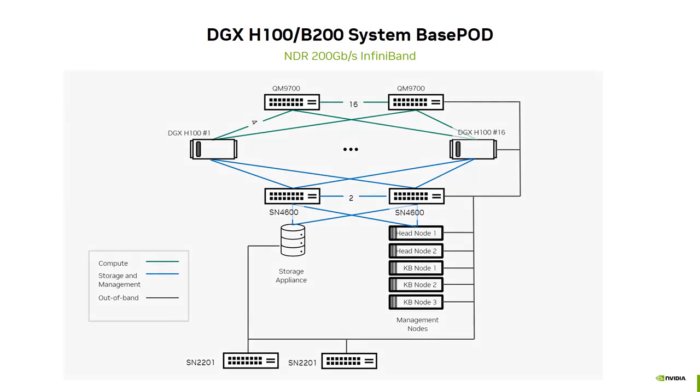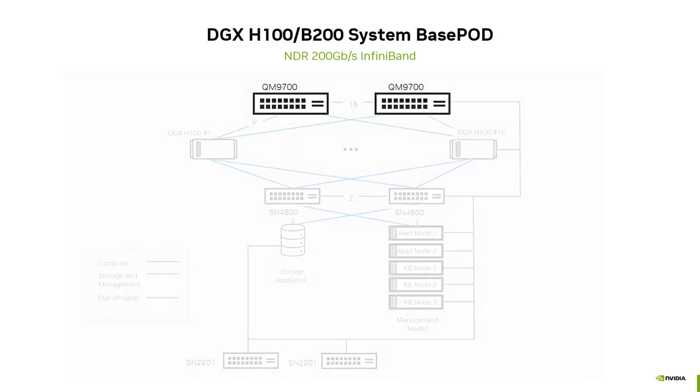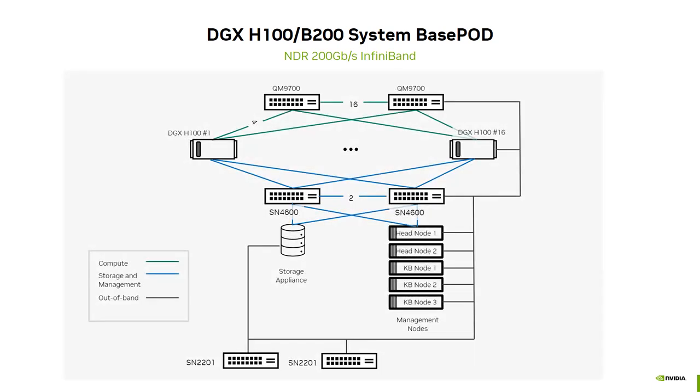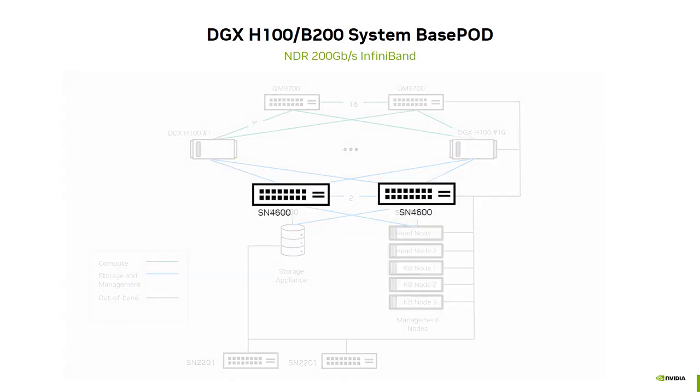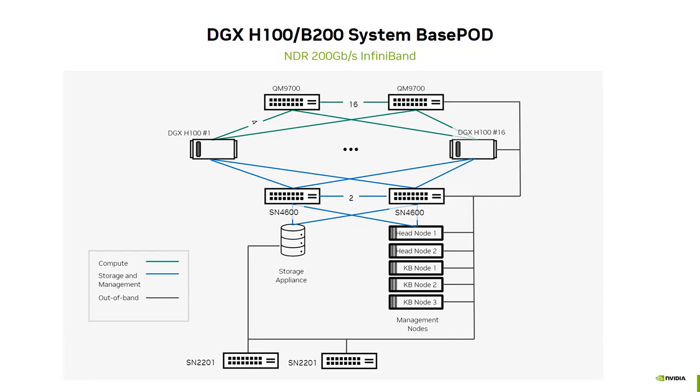The final configuration in the reference architecture is the DGX H100 BasePod with NDR 200 gigabits per second InfiniBand connectivity for the compute network using the QM9700 switches. This configuration uses the ConnectX-7 network adapters for connections. The storage and management network is an Ethernet network using the SN4600 switches. This design works for 2 to 16 DGX H100 systems. This exact same DGX BasePod reference architecture can also be used with the DGX B200 systems.